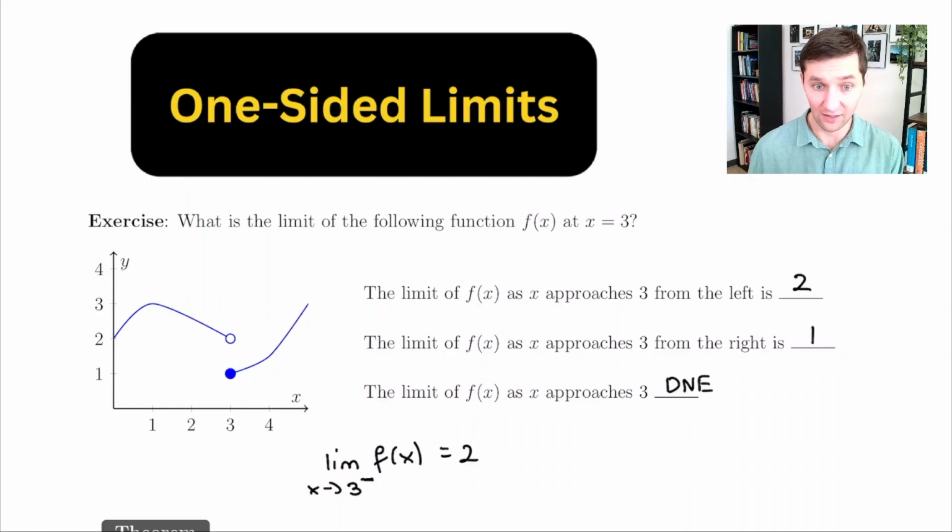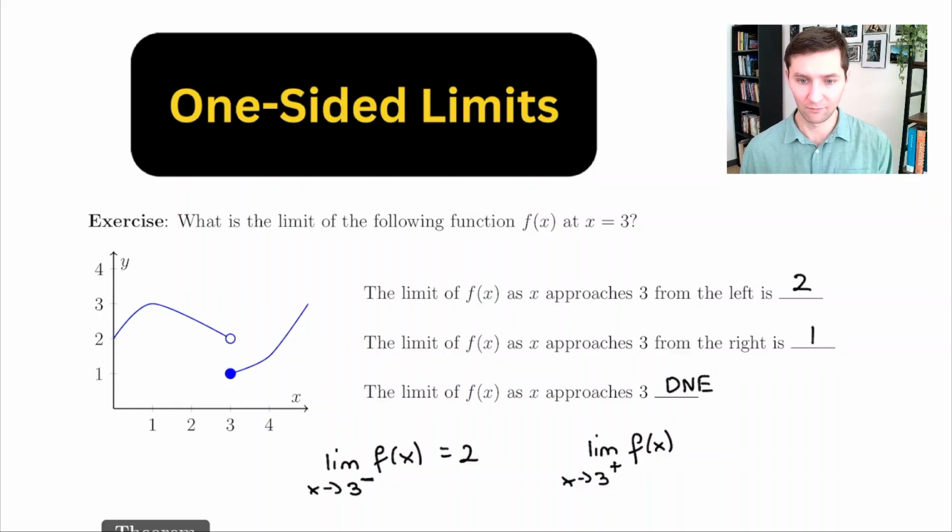To say the limit from the right, they would say the limit of the function f of x as x approaches 3, and to say from the right, they would add a plus sign in the exponent of 3. And we know that this right-hand limit is 1. Because these two numbers were not the same, we concluded that the general limit did not exist.